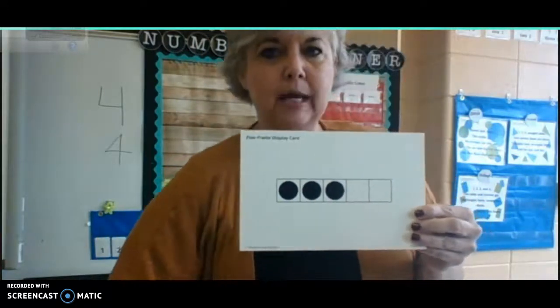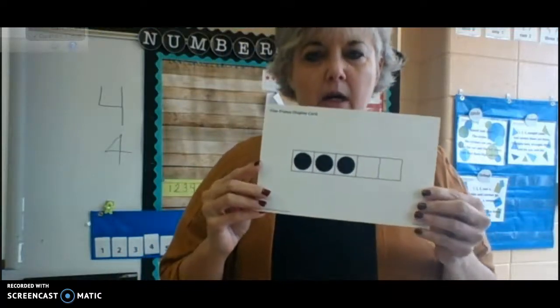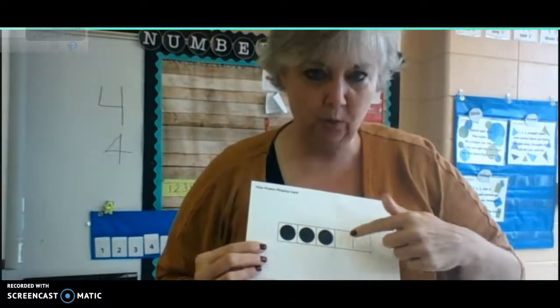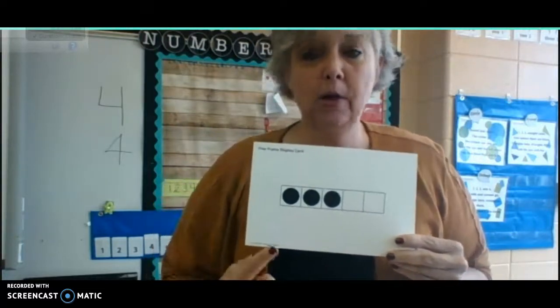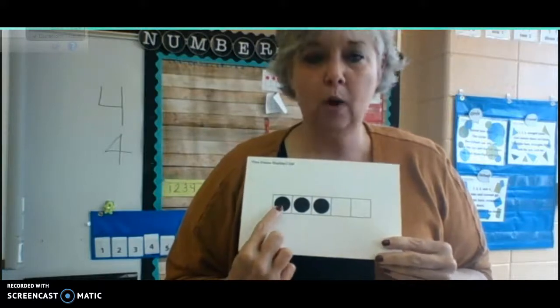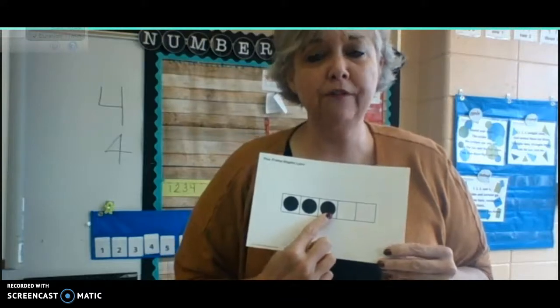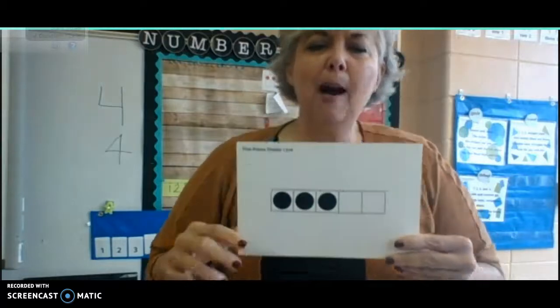What do you notice about this card? It is a 5 frame still because there are 1, 2, 3, 4, 5 boxes in it. But now we have some dots on it. Can you help me count them? Say it with me. 1, 2, 3. Can you show me 3 with your fingers? That's right. This is 3. So this is also 3. So if I showed you this real quick, you could say, Miss B, that's 3. I already know that one.